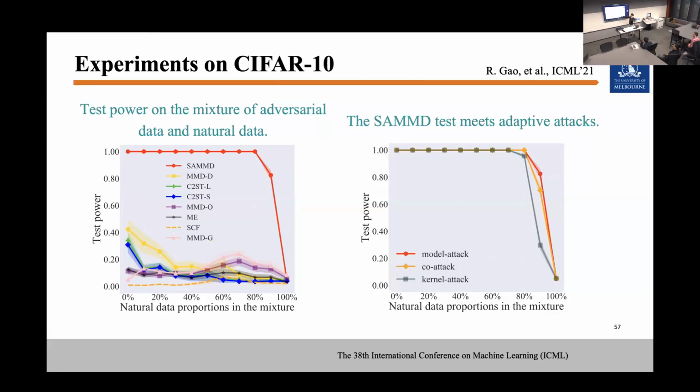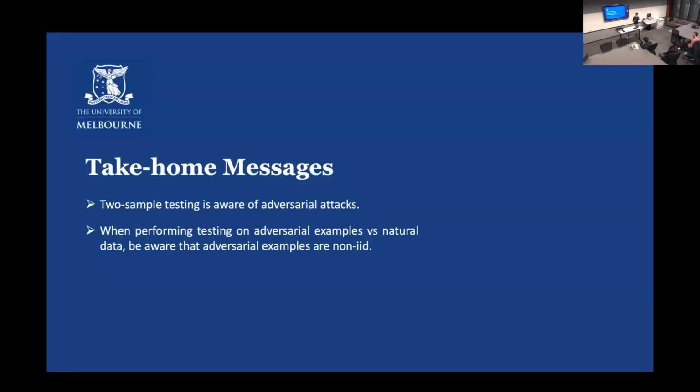Here we also consider what will happen if we introduce an adaptive attack. It can be seen we still have a good result when tested with natural data in our set of samples. So that's all for the second work.